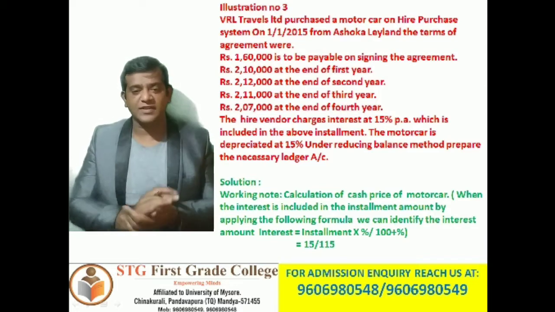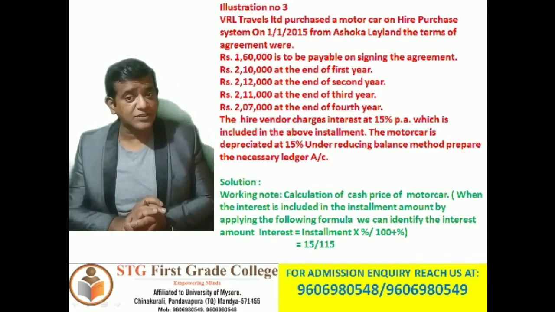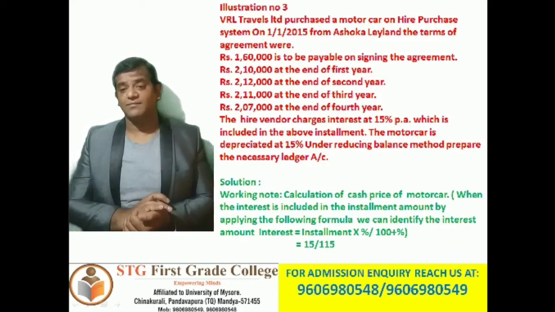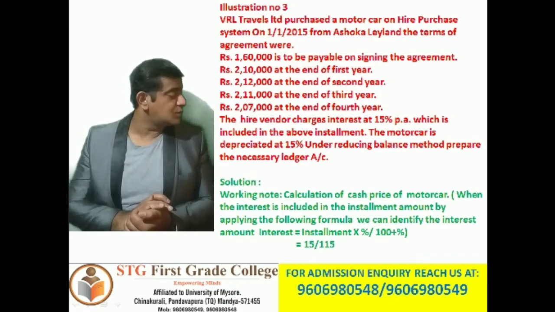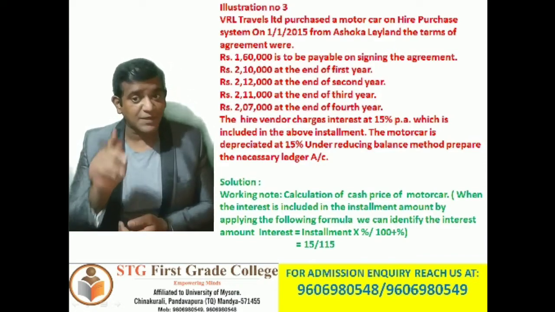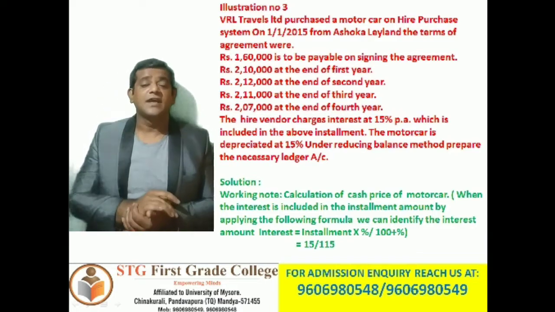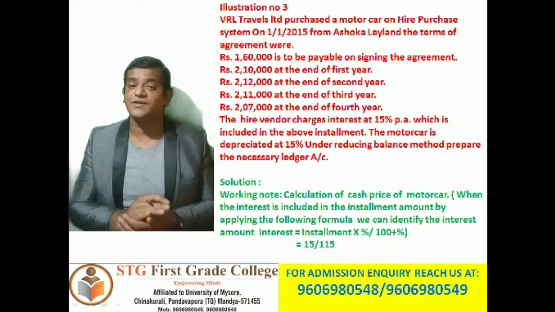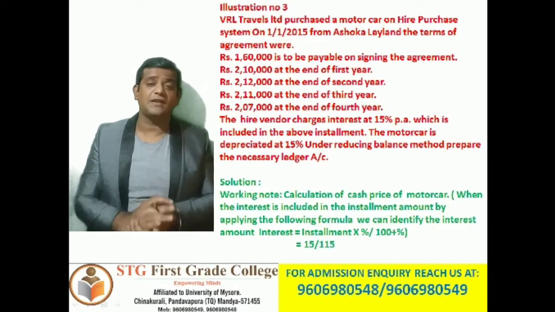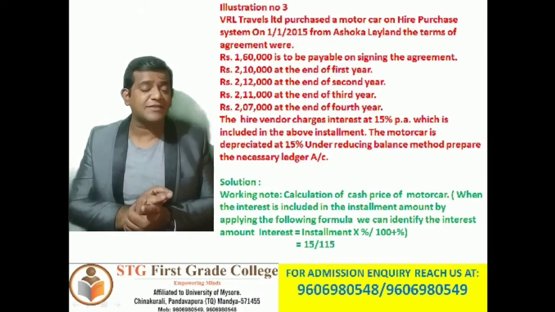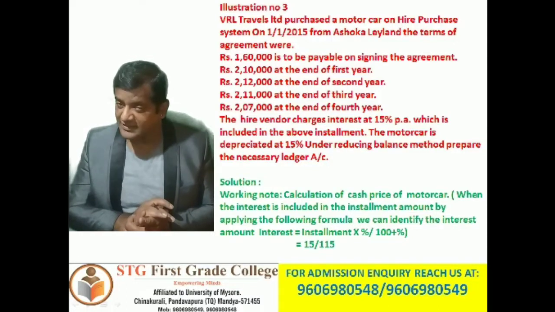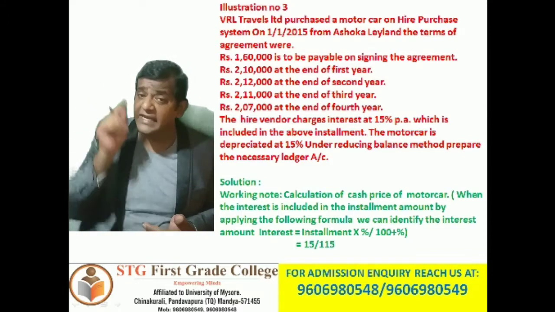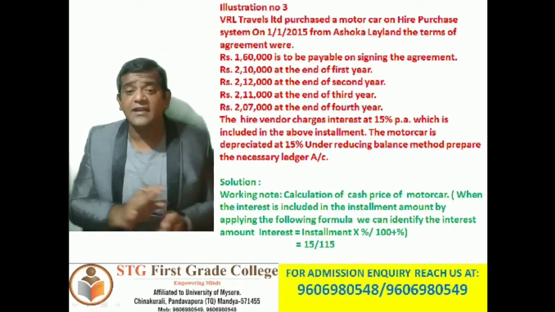Okay, so let us go further. The hire vendor charges interest at 15% per annum. So how much interest are they charging? 15% per annum, which is included. You have to underline this, because it is included in the above installments. So whatever he has given at the end of the first year 2,10,000, at the end of second year 2,12,000, at the end of third year 2,11,000, and at the end of fourth year 2,07,000, in that amount only this 15% interest per annum is already included.